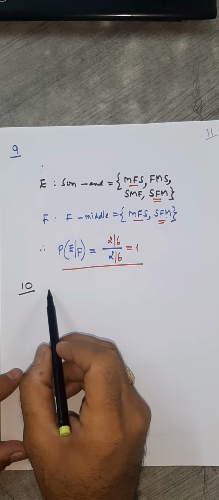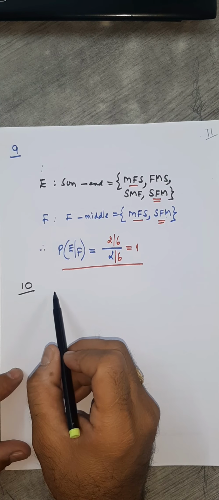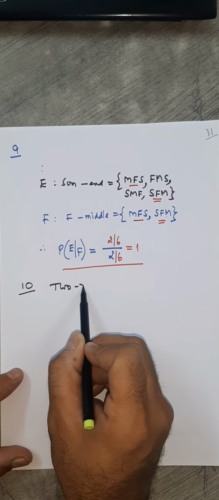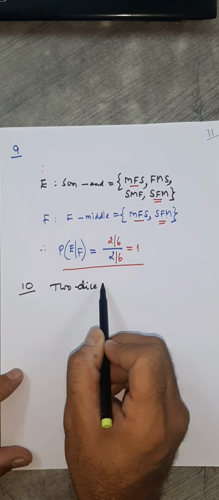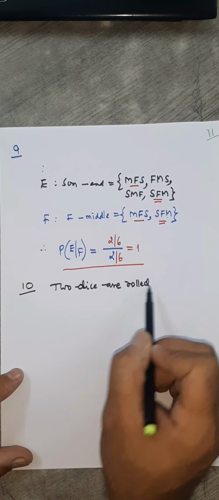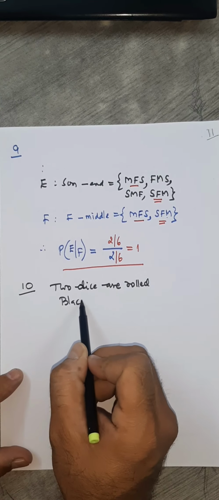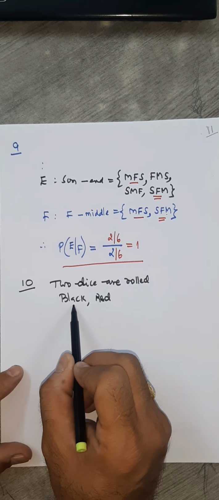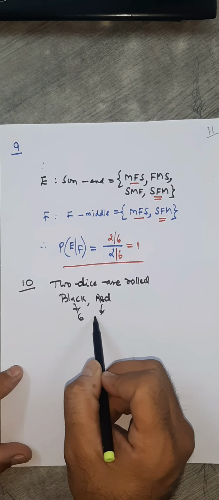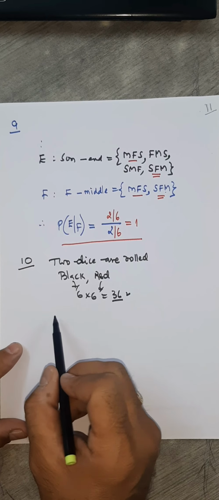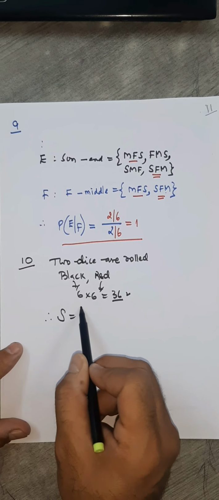10th question. A black and a red dice are rolled. So 2 dice are rolled, are tossed. One is black, that color is not important, and the other one is red. Here 6 outcomes, here also total 6 outcomes. So total we have 36 outcomes in the sample space. So this is the main sample space.